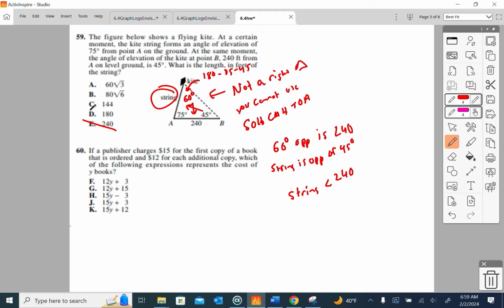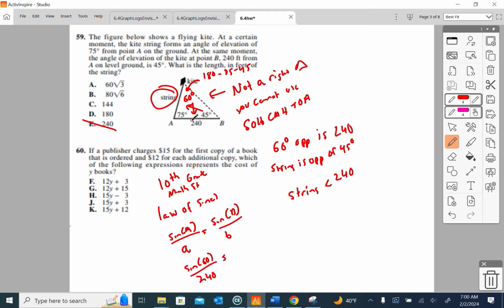Bummer. That stinks. So it looks to me like we're going to have to use something called law of sines, which is a 10th grade math standard. It says the sine of angle A is to side A as the sine of angle B is to side B. So if I'm at 60 degrees, side A is 240. So the sine of 60 is to 240 as the sine of 45 is to this unknown length here, which I'll just call x.